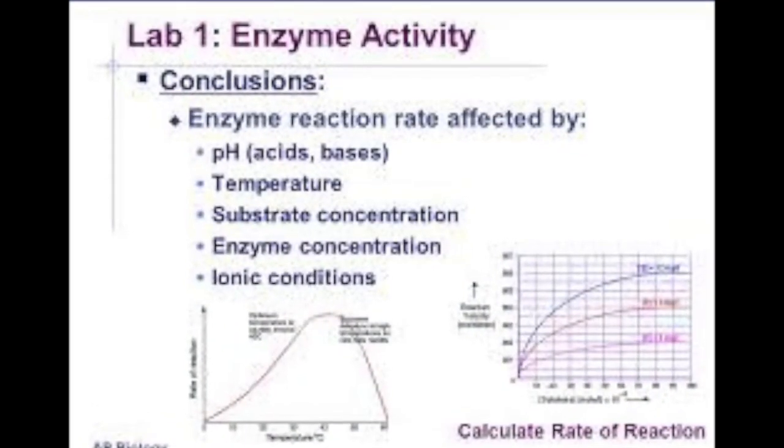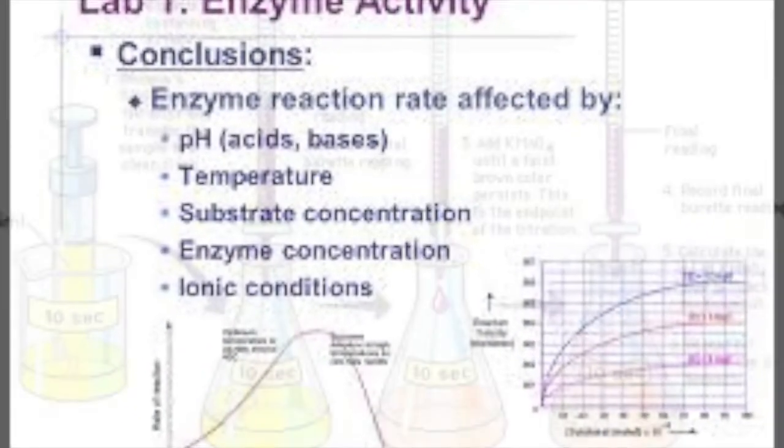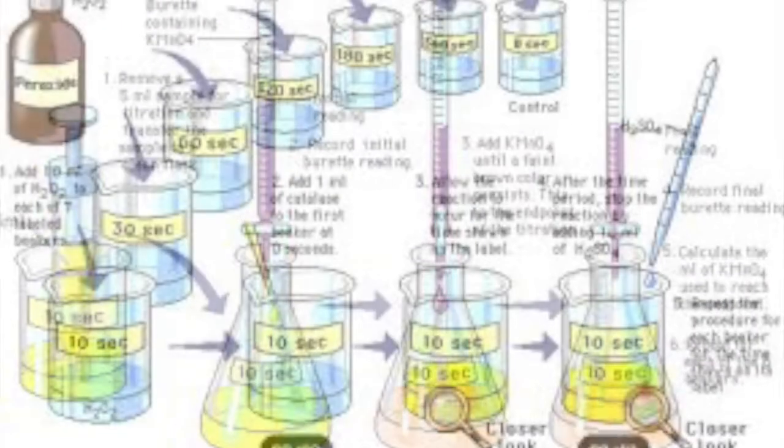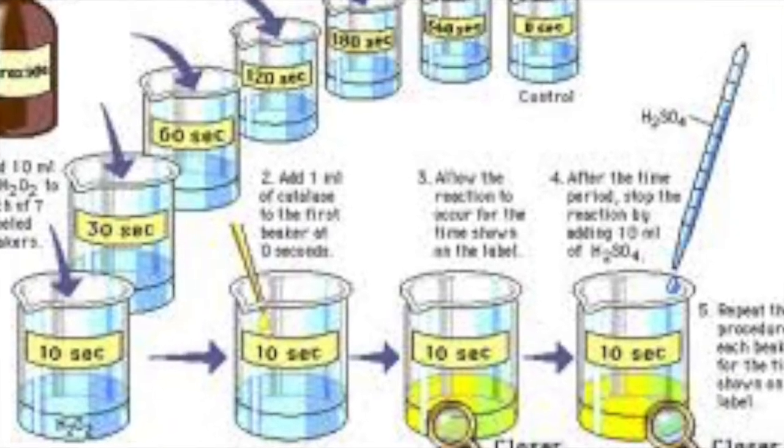In this experiment, we investigated the rate at which the enzyme catalase converts substrate to product. We allowed the catalase to react with hydrogen peroxide for varying amounts of time and then stopped the reactions by adding H2SO4.